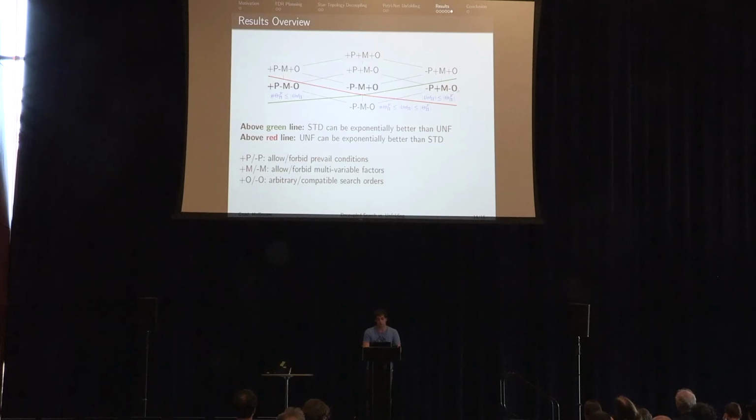If we allow for multivariable factors that have concurrency within the factor and forbid prevail conditions and only use compatible orders, in this case unfolding can be exponentially better. And again, we were able to prove that unfolding dominates decoupled search in this case, so it can never be worse. These dominance results nicely propagate downwards. So if we basically enable all restrictions, so no prevail conditions, no multivariable factors, and only compatible orders, then the two methods, in fact, do the same. And above these two colored lines, there's really no way to compare them.